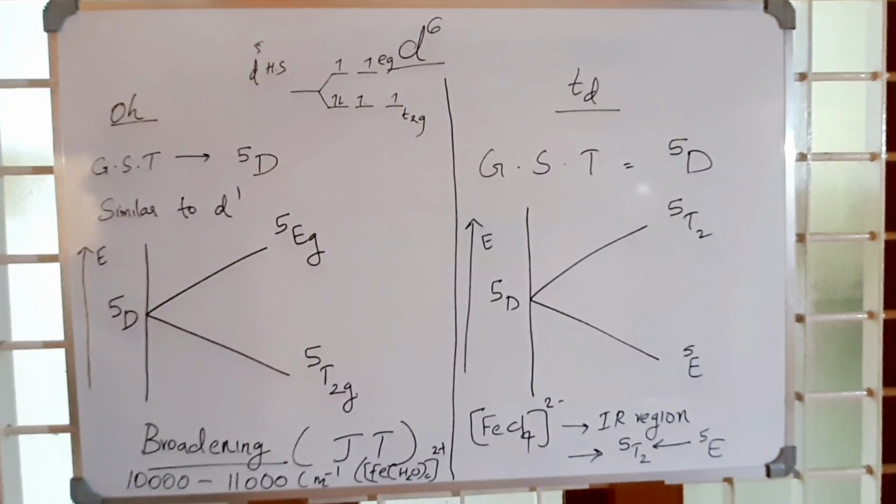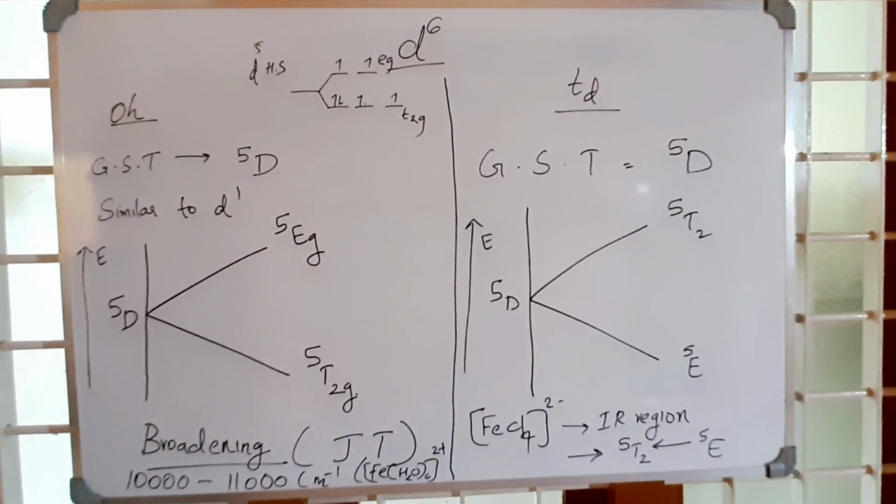Then according to the selection rule, transition of the electron which is paired in T2g will take place. So it is clear that this transition is similar to D1. Now this 5D splits into 5T2g and 5Eg. Thus, there must be only one transition band observed. However, broadening of bands takes place.